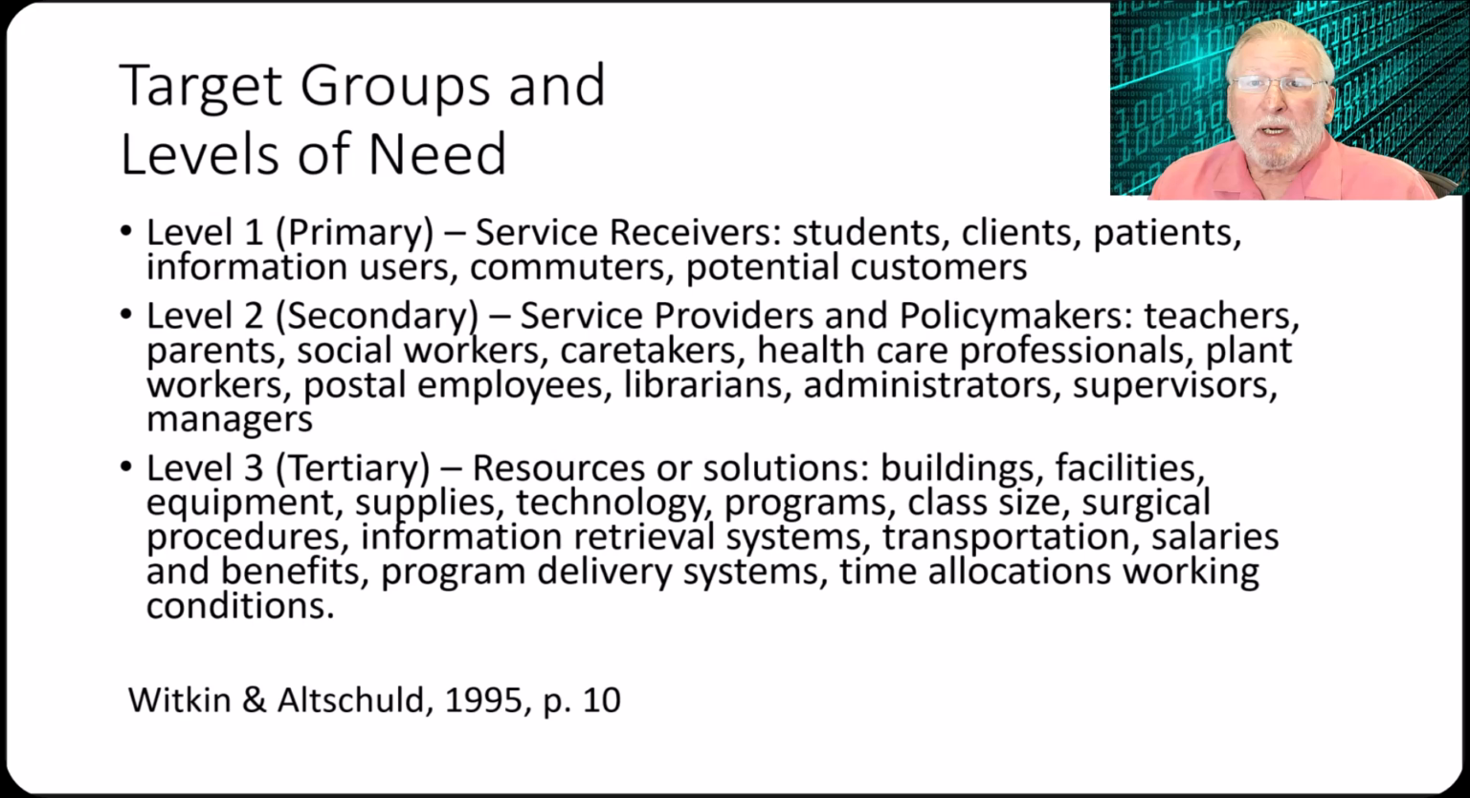Witkin and Altschuld go on to say, the people in level 1 are those for whom the system ultimately exists. Those in level 2 either have some direct relationship to those in level 1, providing information, services, training, or nurture, or they perform planning, technical assistance, or oversight functions that affect others in level 2 as well as indirectly those in level 1. People in level 2, however, may also have unmet needs directly related to the functions they perform in relation either to their colleagues, such as managers, or groups in level 1.